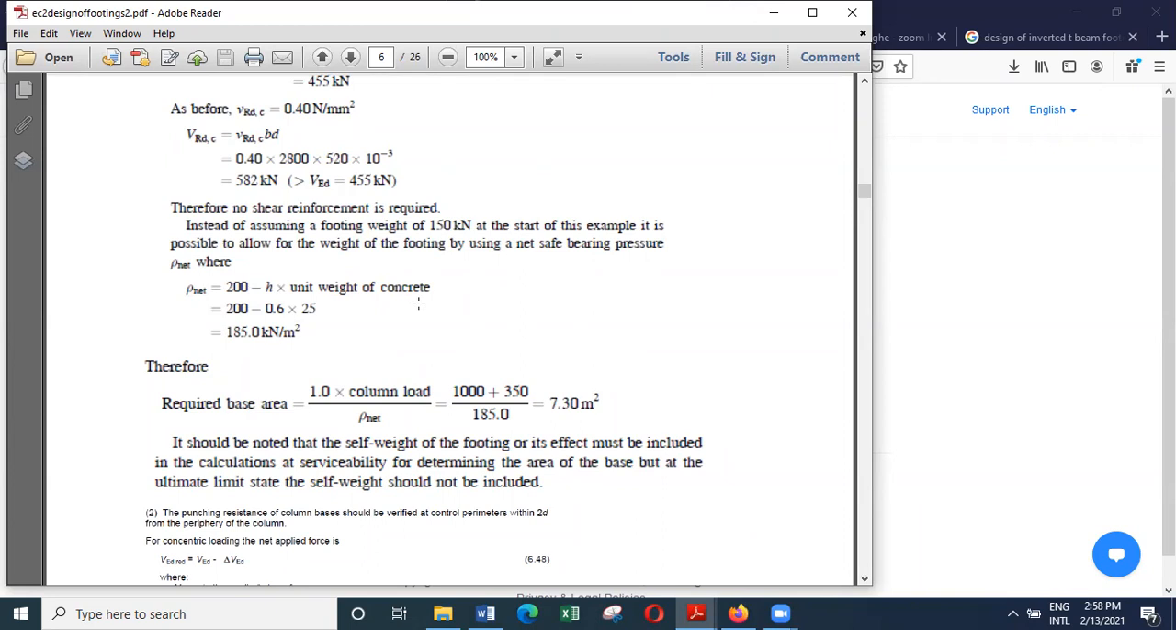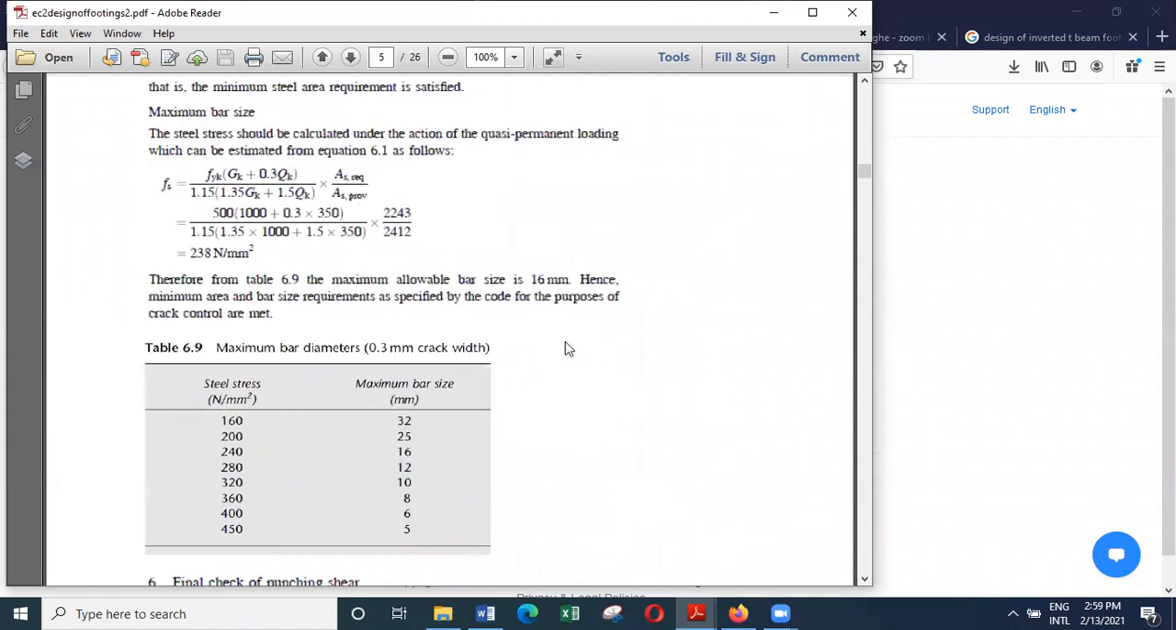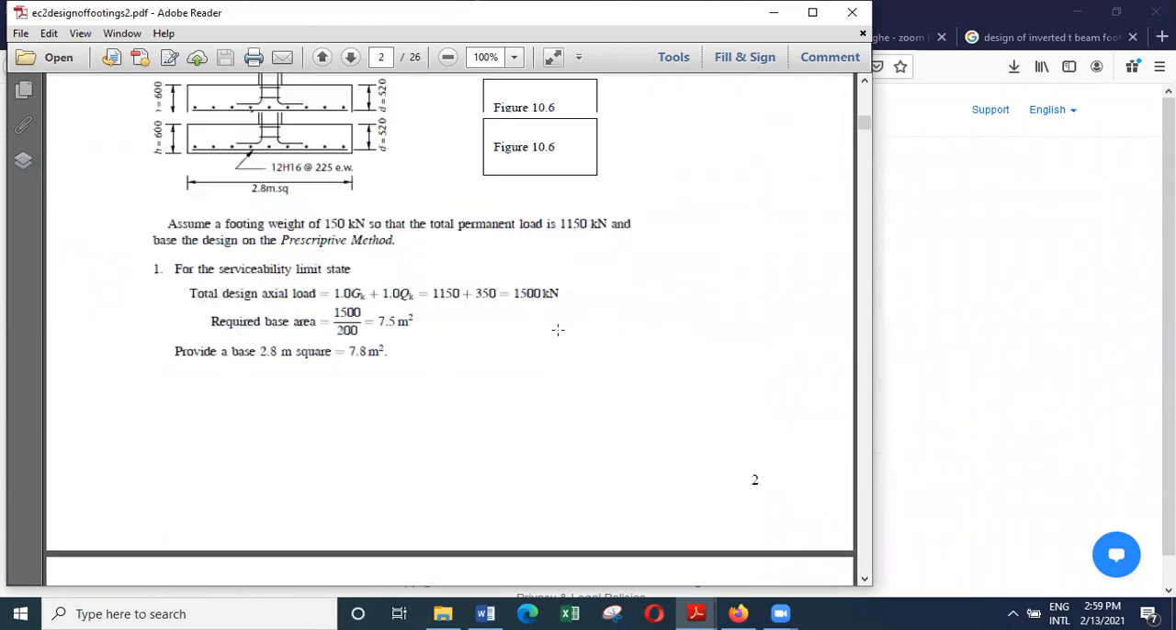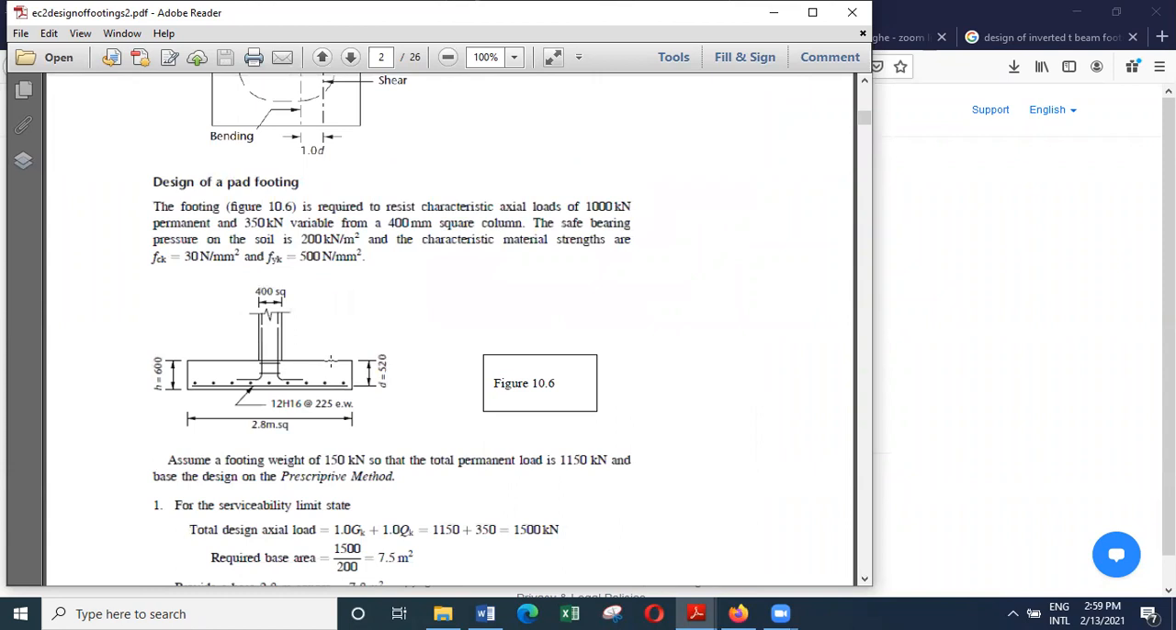So we could have used the actual loads and divided by the net safe bearing pressure of 185. Then again you will end up with a similar answer. So either you allow for the weight of the base or you adjust the bearing capacity to cater for the weight of the base. That way you can design a base easily. And in a base, there's no need to provide top reinforcement.